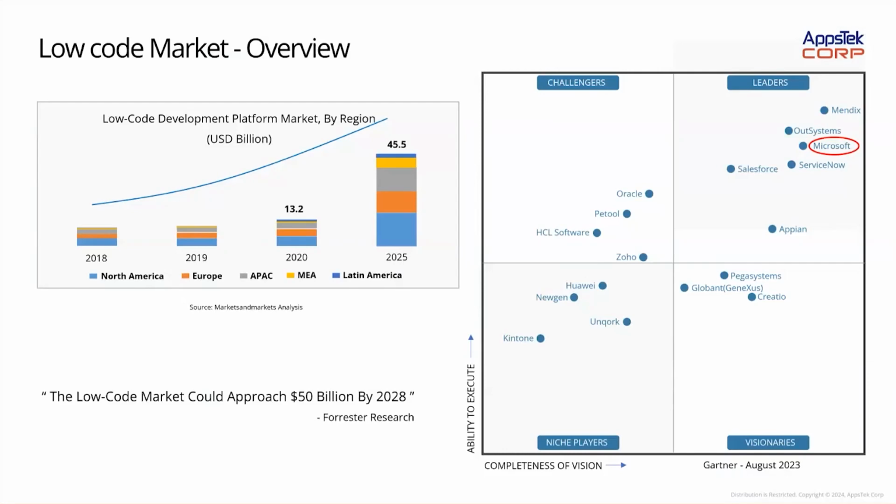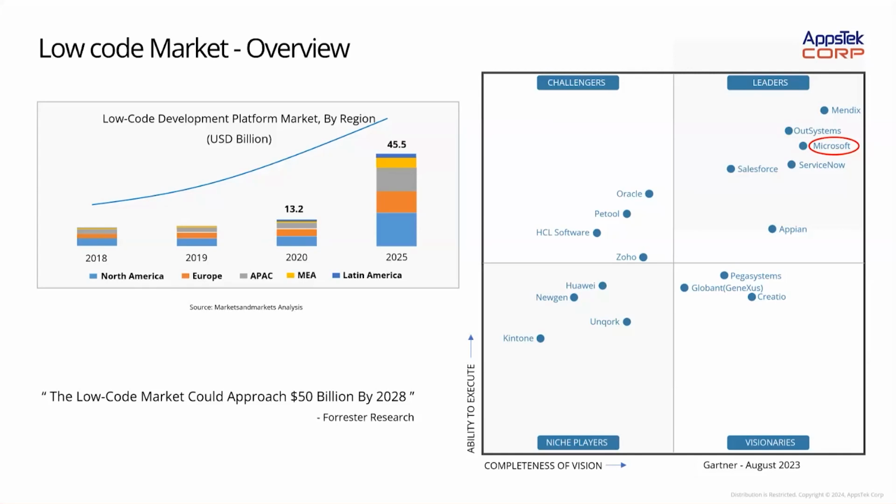So as you can see here on the top left, as per MarketsandMarkets analysis, the total market size of the low-code development platform is expected to reach $45.5 billion by 2025 at a growth rate of around 28% during the 2020 to 2025 period. The key drivers in this low-code development platform are things like growing digitalization in the IT industry, reduced software development costs, faster app development and launch cycles, and enhanced customer experience.